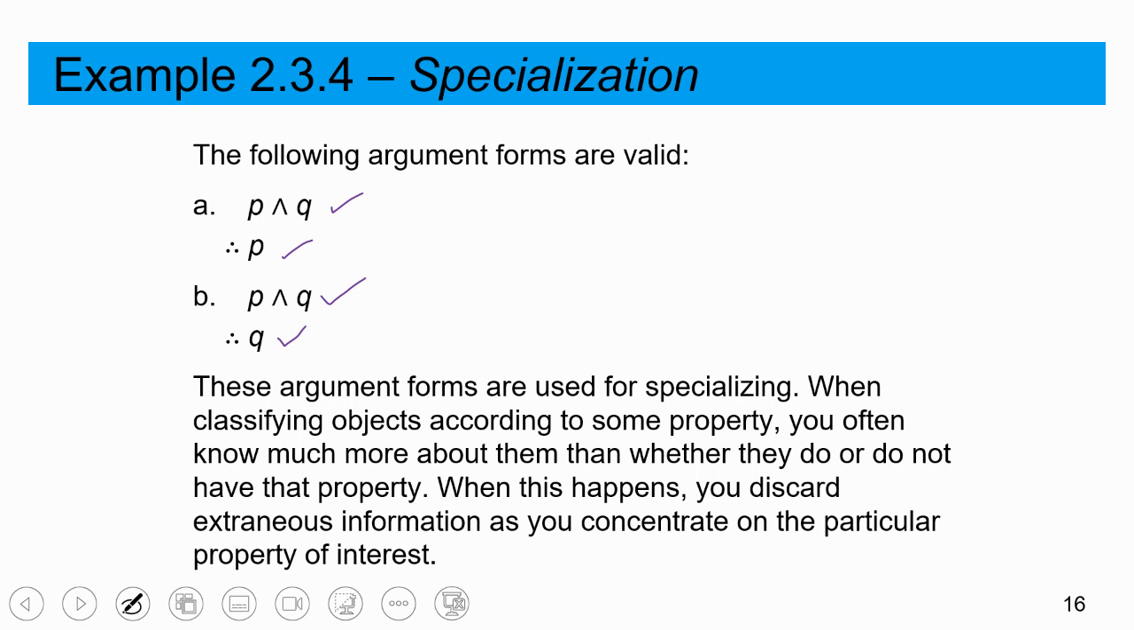So this allows you to take an and statement and dismiss extraneous information that you don't need for your argument. So if P and Q are both true, but you really only need to proceed with P in your argument, then you can do so based on this argument form.